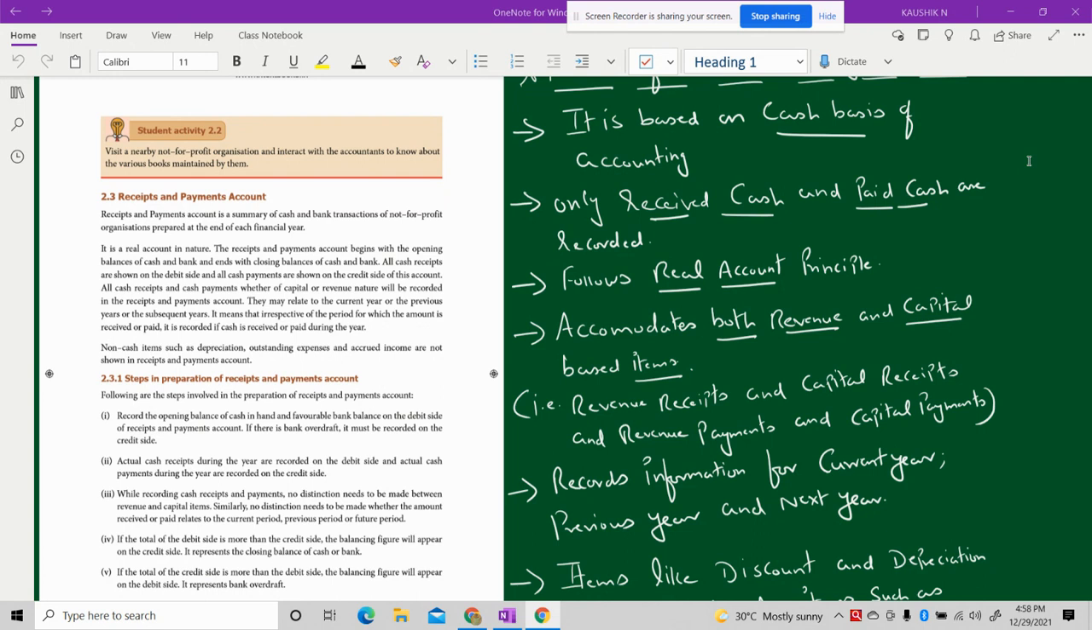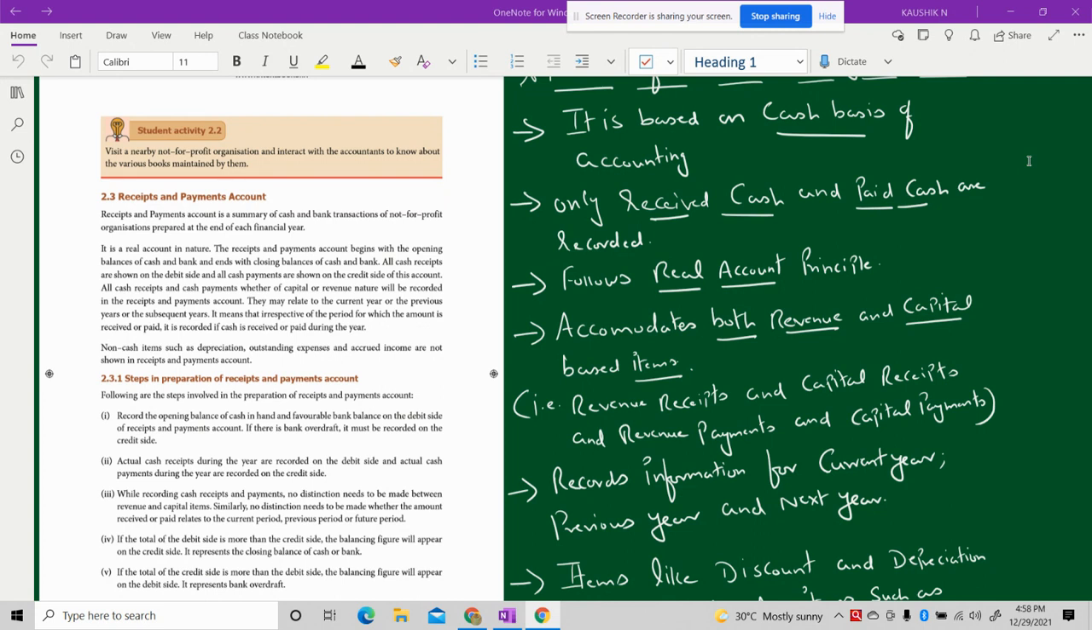Point number two is it follows the real account principle, according to which we will debit the receipts and credit the payments. And the most important thing in this concept is that it will accommodate both revenue as well as capital based items. So when it comes to receipts and payment account, it records both revenue based items as well as capital based items. When I talk about these, it includes both revenue receipts as well as capital receipts and revenue payments as well as capital payments.